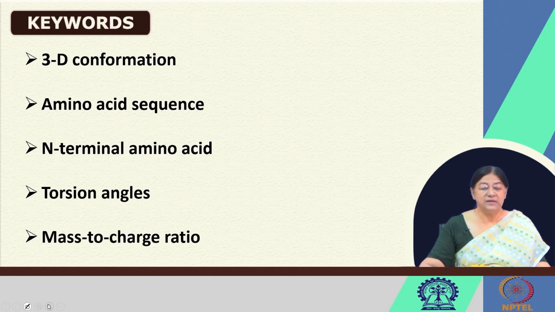When we look at the three-dimensional conformation of proteins, the amino acid sequence, the N-terminal, the torsional angles, and also the mass to charge ratio of the total protein matter, and how we can go for specific sequencing methods. And we will understand the necessity of doing this because we want to know more about the proteins, the protein chemistry, the protein function, and so on.